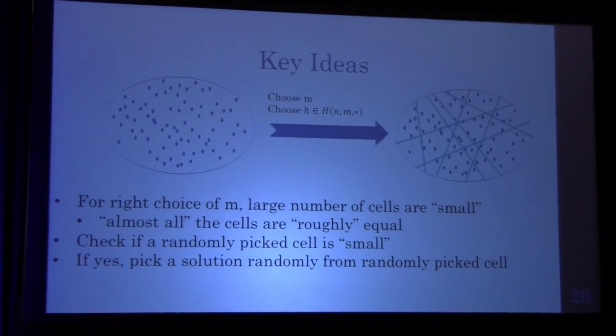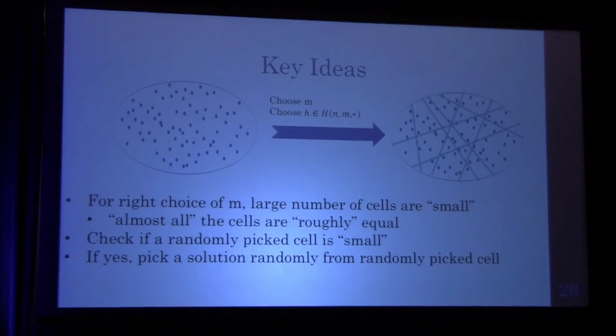The key idea again is very similar. Start with all the solutions and partition them so that all the cells are roughly small and also roughly equal. Then we pick a cell and check if it is small. If yes, we pick a solution randomly from this cell. Remember, we will be picking a solution randomly from this cell only if it is small. So at no point will we be enumerating too many solutions.